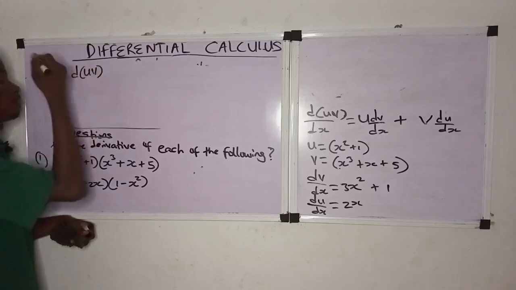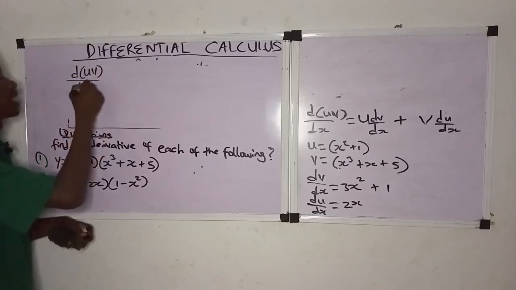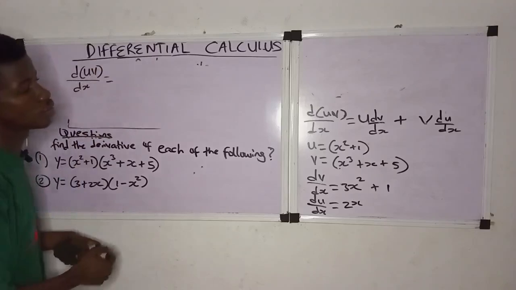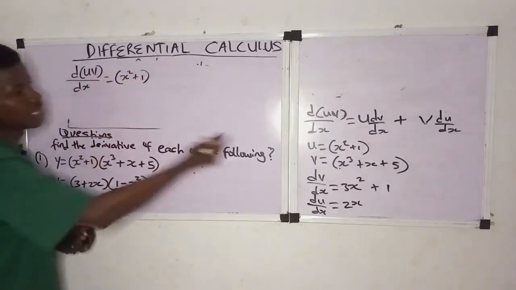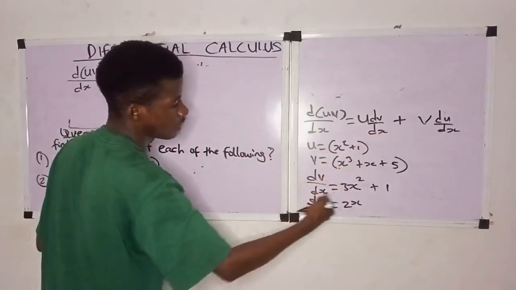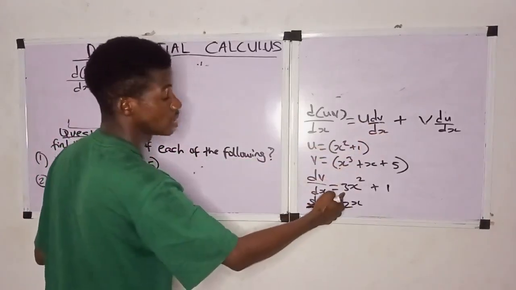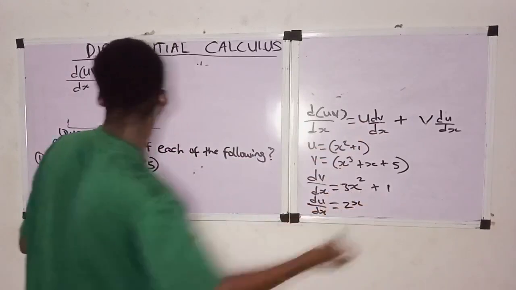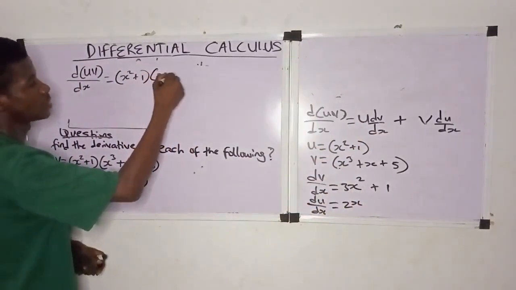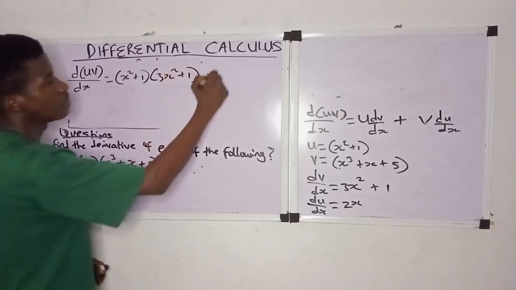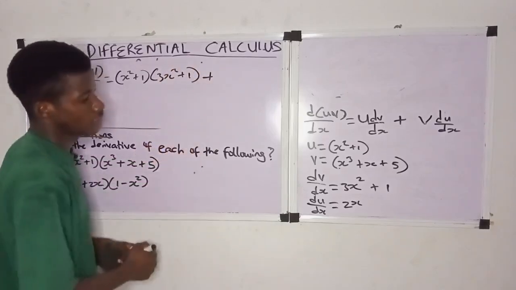Differentiating uv with respect to s, it is equal to... now, u is what? U is s squared plus 1, right? Then what about dv over ds? It is 3s squared plus 1, right? 3s squared plus 1, right? Then plus v is what?